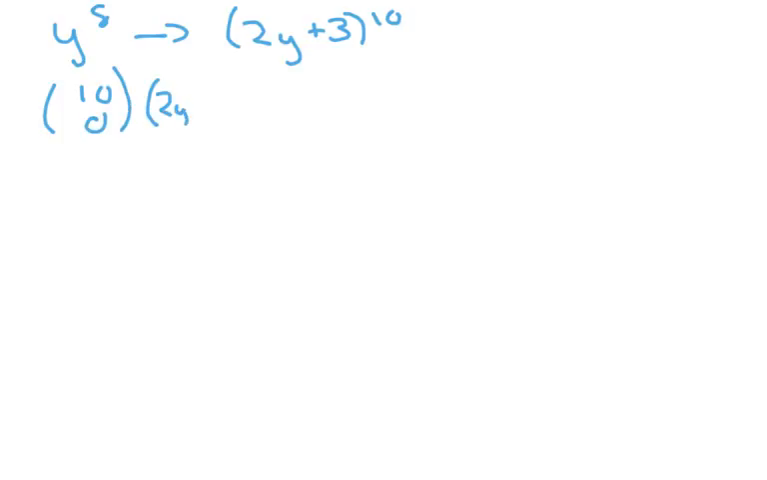Okay, to find a particular coefficient, we want to find the coefficient that goes with y to the 8th in the expansion of 2y plus 3 to the 10th. Oh, Lord. So that's going to be a long time coming, right? So let's get started on this. We know that it's going to be 10, 0, and that's going to be 2y to the 10th and 3 to the 0.